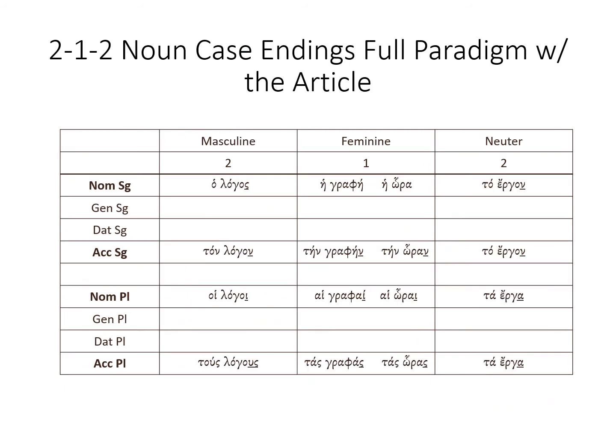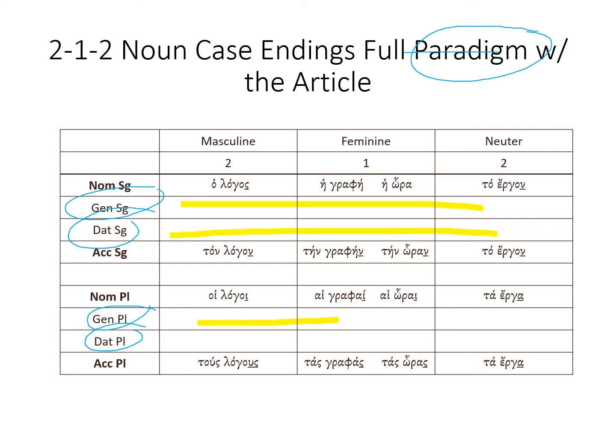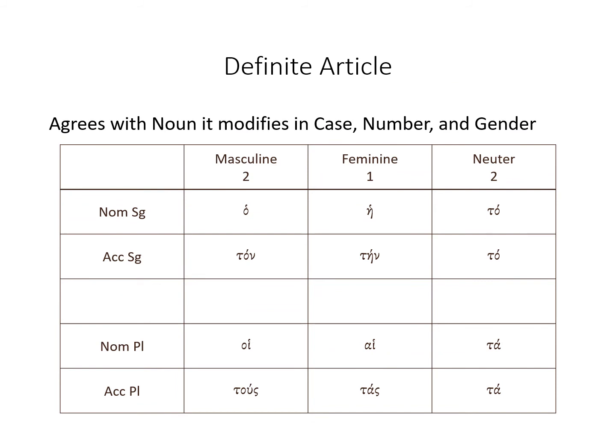Here, examples, what we are filling in of this paradigm, and the word paradigm just means the patterns, if you will, of these case cells. We will look at the genitive and the dative in the next chapter, and so we will have all of these cells filled in. For now, we are just thinking about the nominative and accusative, and that's what we want you to get down. And here is the definite article paradigm.